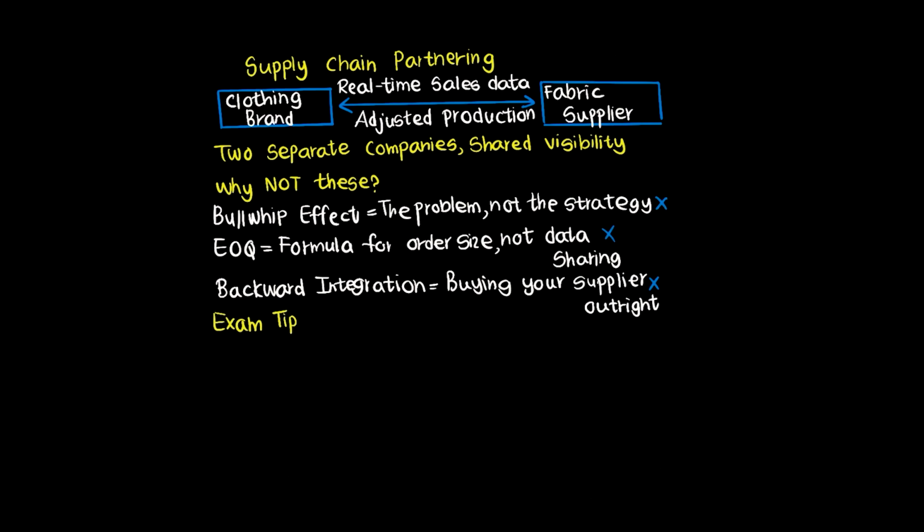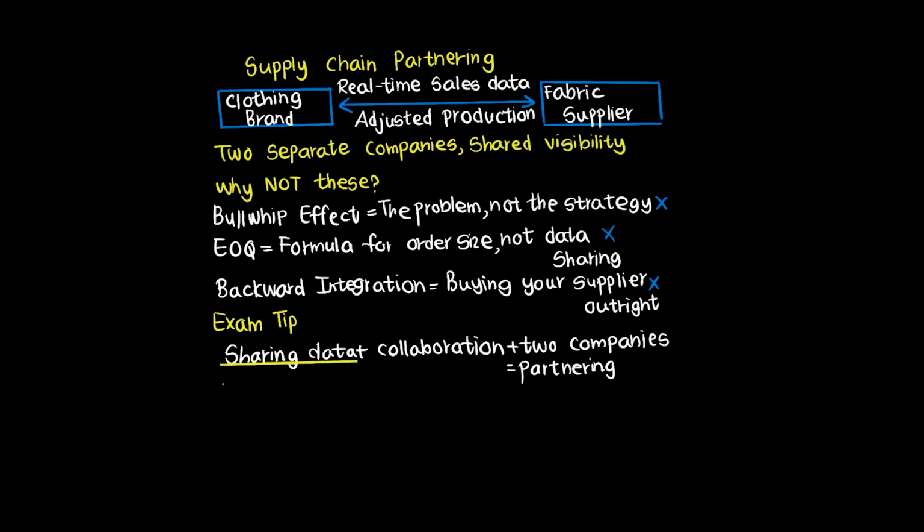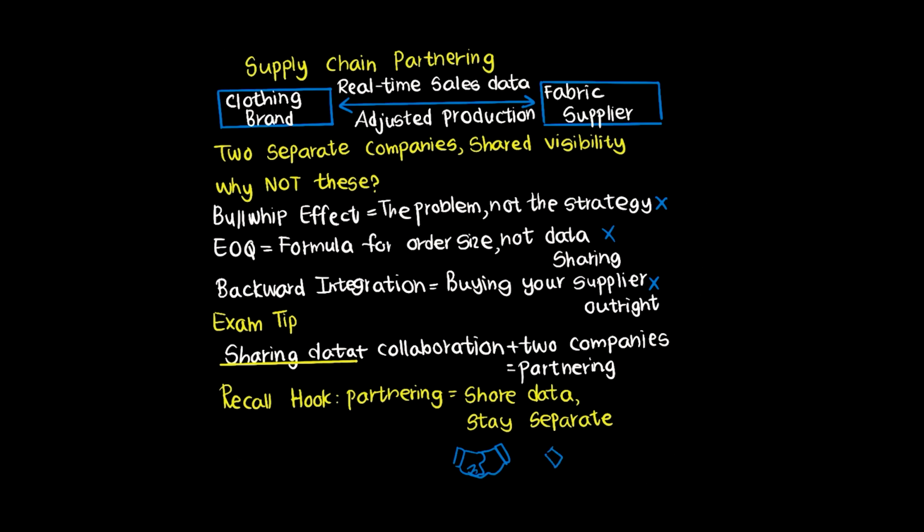Here's a WGU C215 OA exam tip for you. When the question describes companies sharing data, collaborating on forecasts, or providing real-time visibility across the supply chain, that is supply chain partnering. Quick recall hook. Partnering equals sharing data, staying separate.